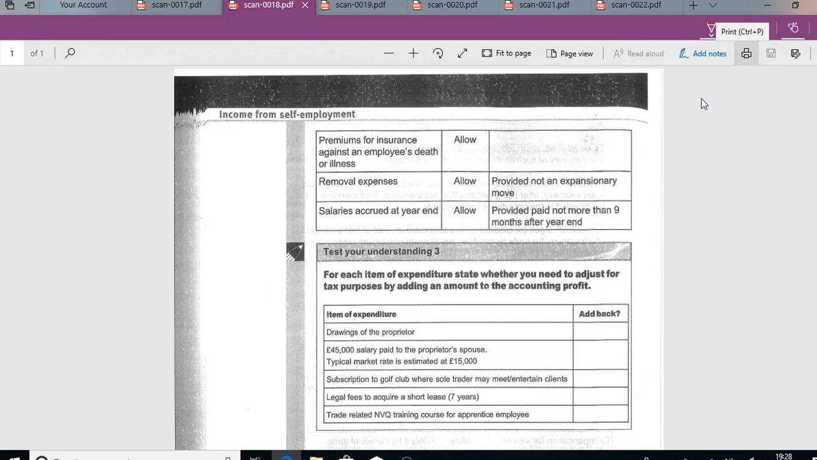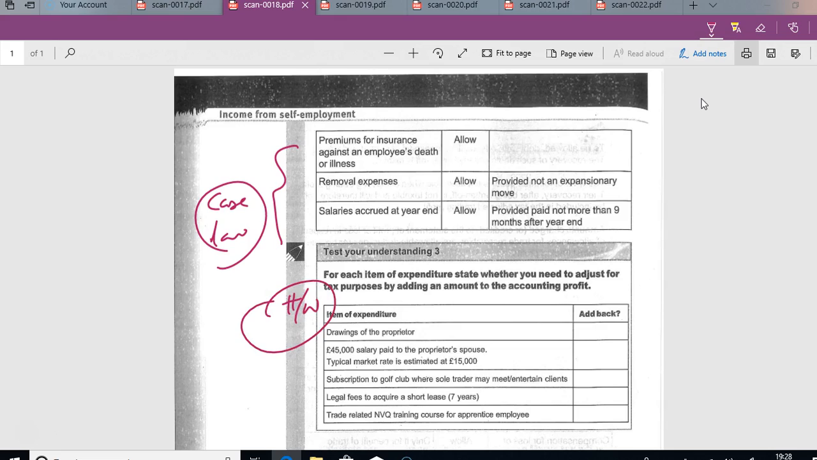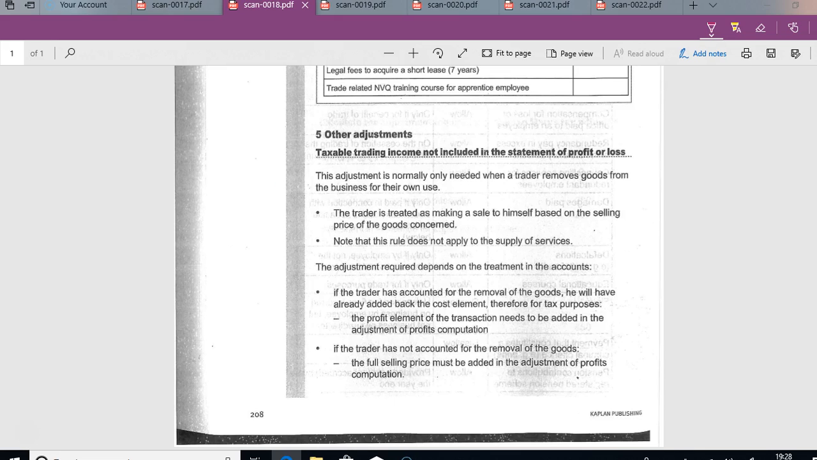salaries accrued at the year end, so paid not more than 9 months later. Sometimes you might have a backlog of salaries to pay. But the thing is, all of this is coming from case law. So you can see with tax, it's not enough to see what new additions the government is allowing as allowable expenses. So please do TYU3 as homework, and then let us carry on.